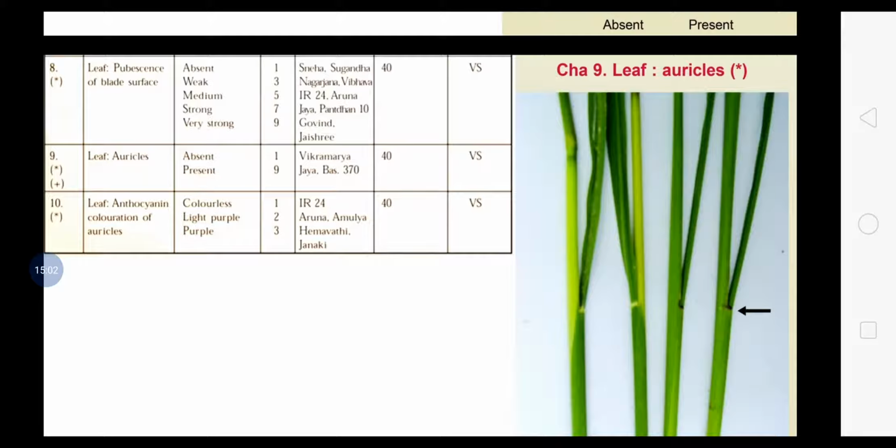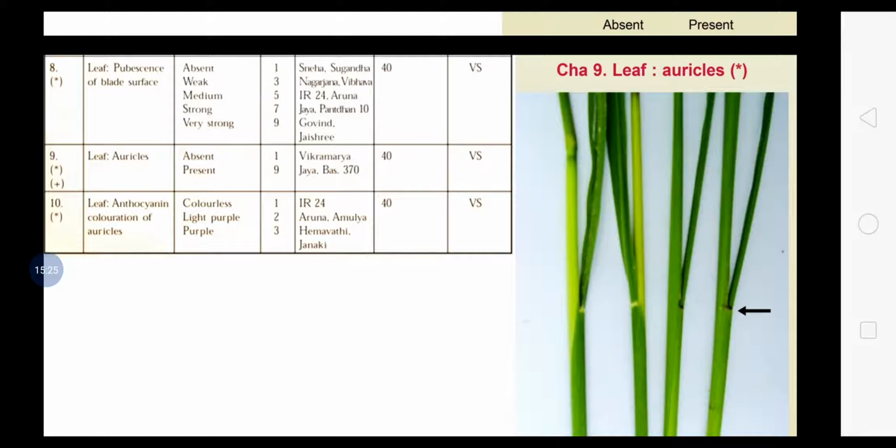Example varieties for absent of pubescence is Sneha and Sugandha. Weak are Nagajana and Vibhana. Then medium is IR24 and Aruna. Strong is Jaya, Pantadhan 10. Then very strong is Govind and Jayashri.